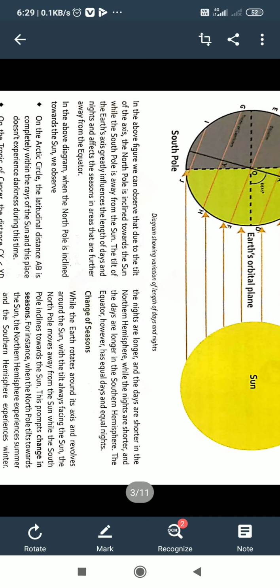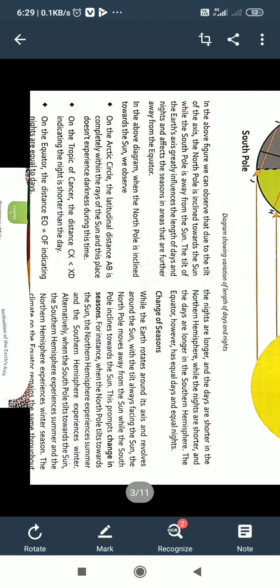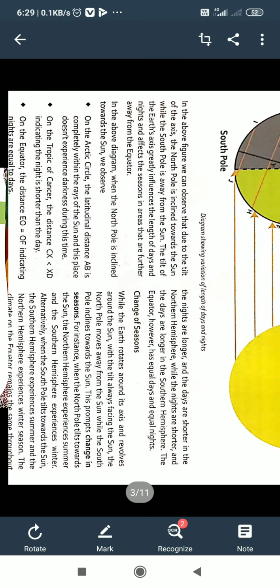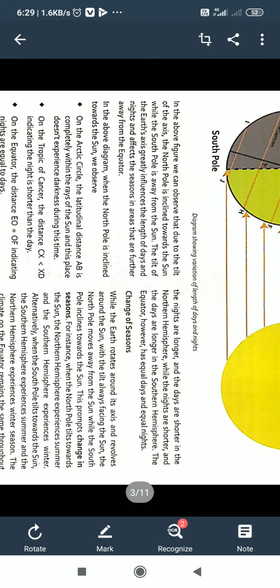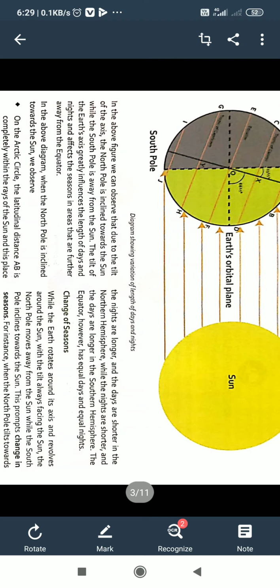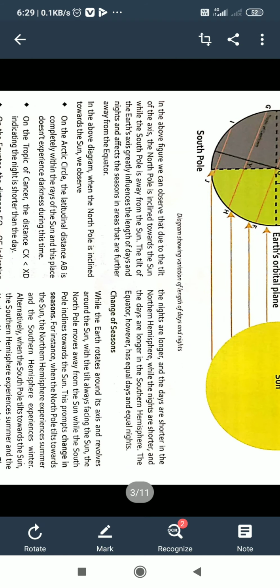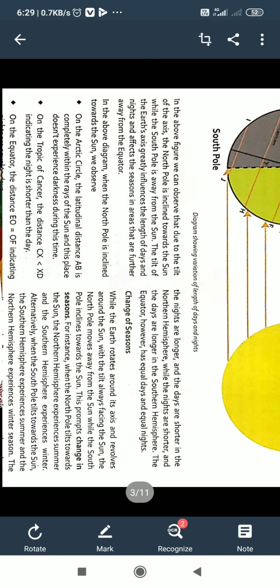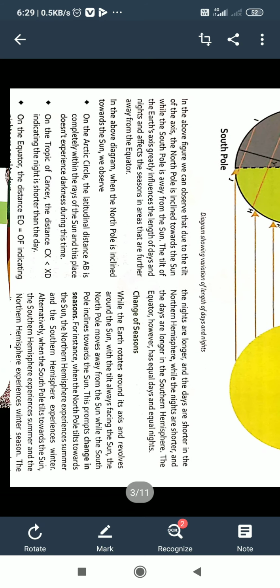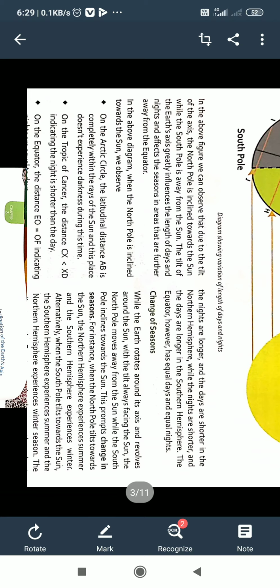With the help of a diagram, when the North Pole is inclined toward the Sun, we can observe that on the Arctic Circle, the latitude distance AB is completely within the rays of the Sun, and this place does not experience darkness during this time. On the Tropic of Cancer, the distance CX is smaller than XD, indicating the night is shorter than the day. On the equator, distance EO is equal to OF, indicating equal day and night.